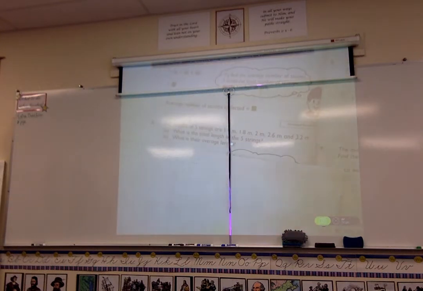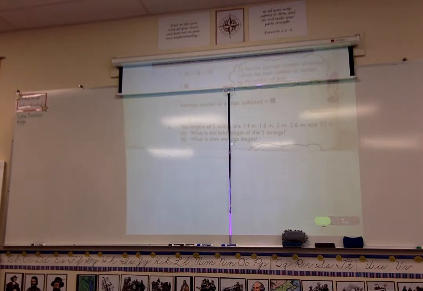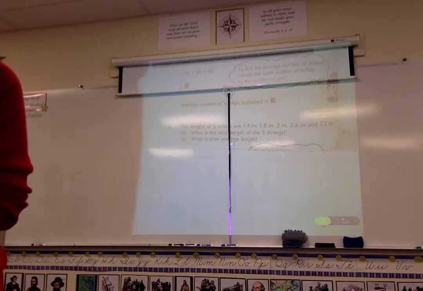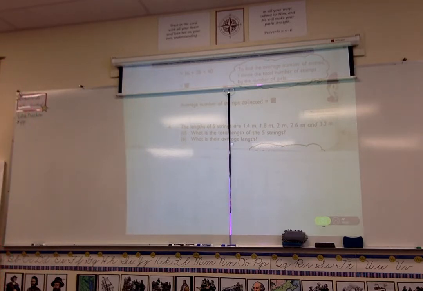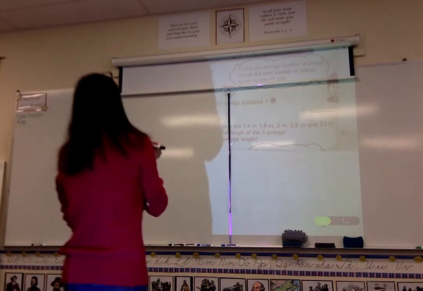So we're going to be looking at string length here. And it says, the lengths of 5 strings are 1.4 meters, 1.8 meters, 2 meters, 2.6 meters. Did I say 4? I meant 5 strings. The lengths of 5 strings are 1.4 meters, 1.8 meters, 2 meters, 2.6 meters, and 3.2 meters. 2 questions. A, what is the total length of the 5 strings?